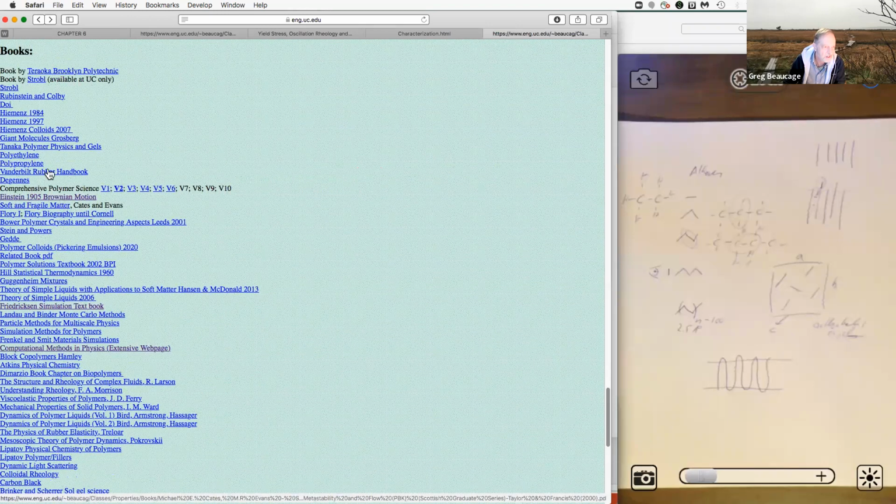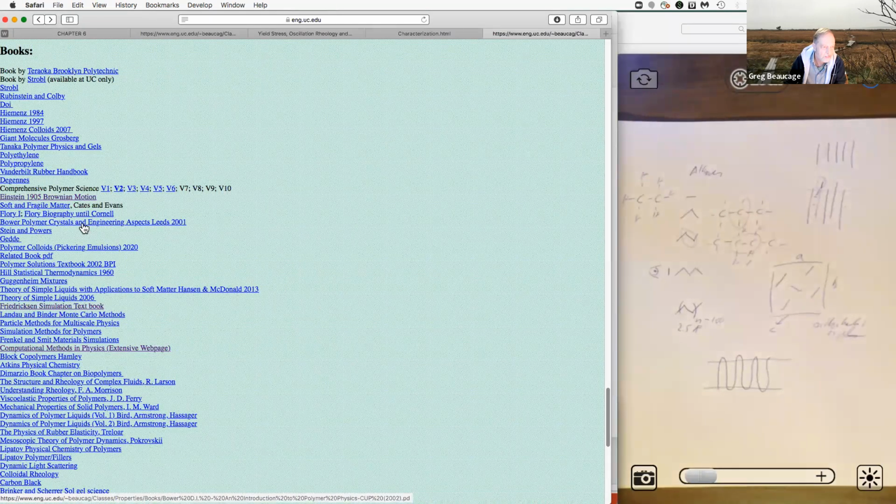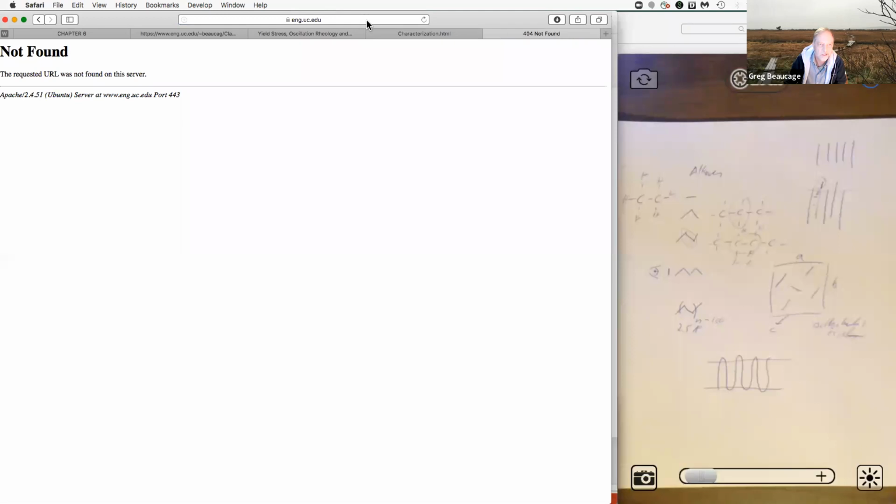Where's that book? Bauer, Polymer Crystals, Engineering Aspects, 2001. It's from this book. If you click that and put the FN for PDF at the end of it, that should get the book. So you have to put the FN at the end.